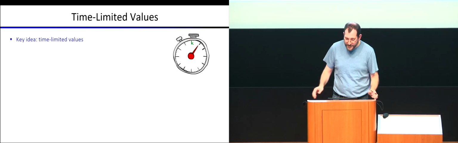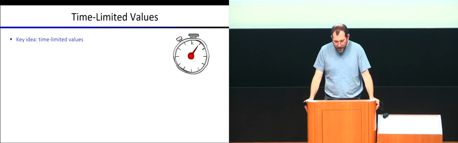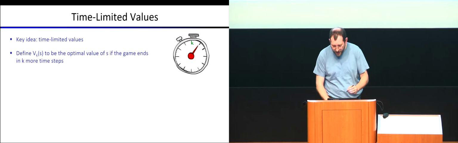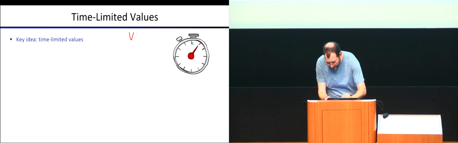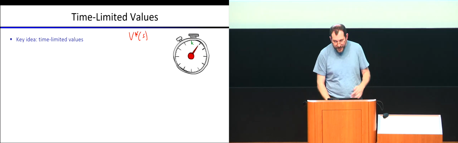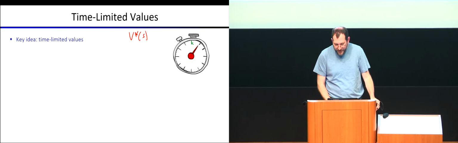The key idea we're going to need for value iteration is an idea of time-limited values. V star was a very tricky quantity. It is the value of being in a state and acting optimally. That's very tricky, because that could go on forever. It could be an infinite depth thing.